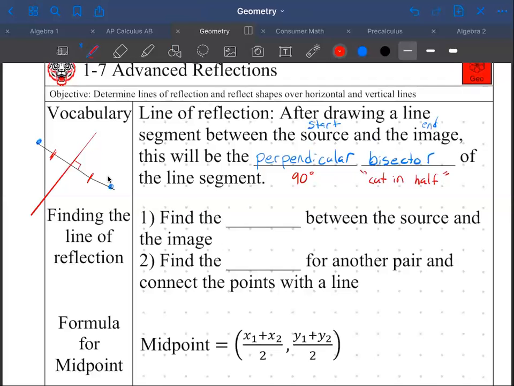Another way of saying that is it's the middle, I guess, for the bisector. Just thinking of all the synonyms to help us out here. Okay, so how do you find the line of reflection? It's a little bit harder now because we're doing diagonal lines instead of just horizontal and vertical lines.